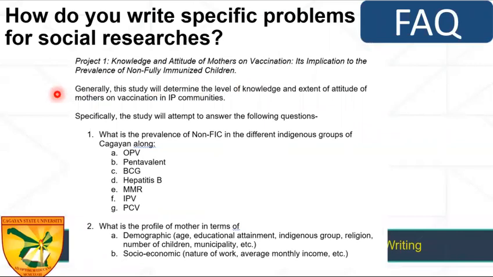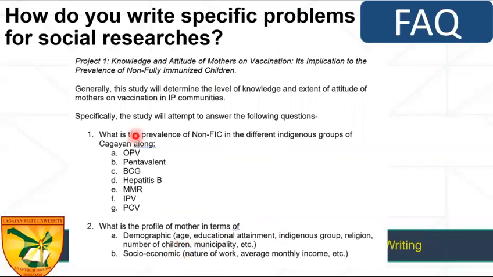So again, for the general objective, you will see generally this study will, your teapots, determine your verb, and then your variables. Specifically, this study will attempt to answer the following questions. These are your sample specific problems. What is the prevalence of non-fully immunized children in different indigenous groups of Cagayan? What is the profile of the mothers in terms of demographic, socioeconomic?